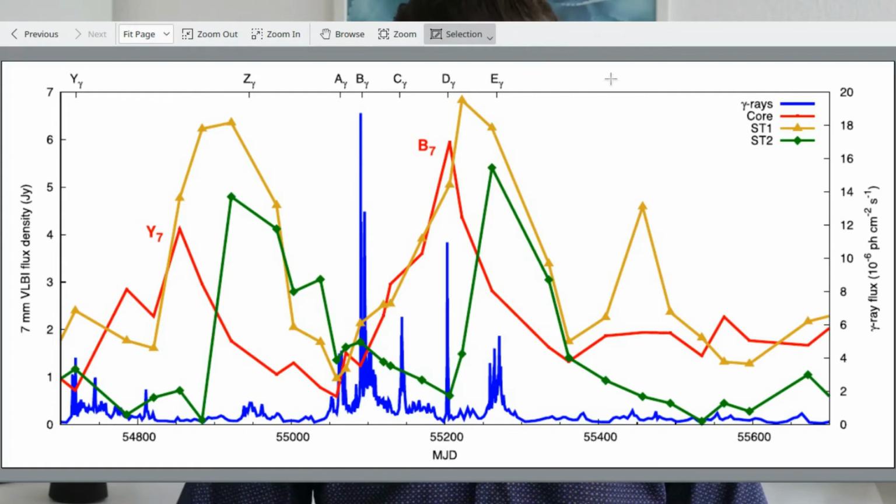And this picture can be nicely and naturally explained by a single blob of plasma propagating from the black hole downstream the jet. First, in a region which is opaque to radio emission, it gives birth to a gamma ray flare, and then while propagating downstream and reaching optically thin portions of the radio jet, this blob of plasma produces flares in radio waves, first in the parent core and then in subsequent stationary components, which is nicely visible from this figure.